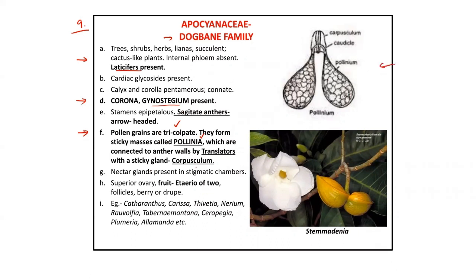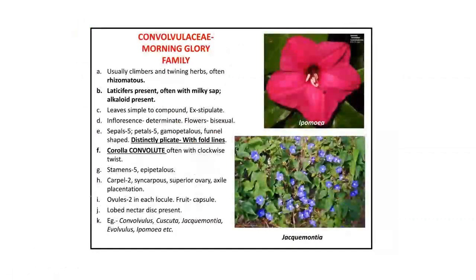And then we talk about nectar glands in this, and the fruit is a follicle, just like the previous family that we have discussed. Now let us move on to the next family, and that is the 10th family, I guess.